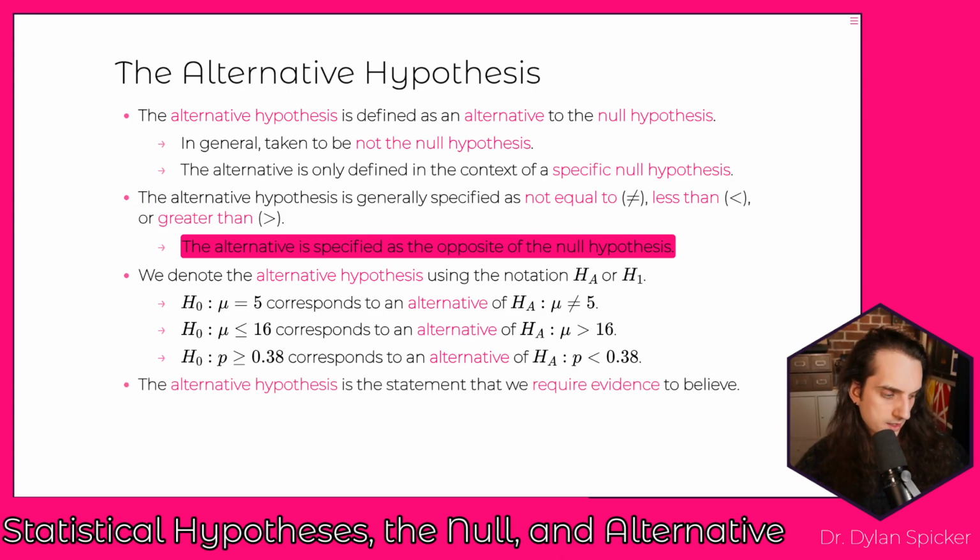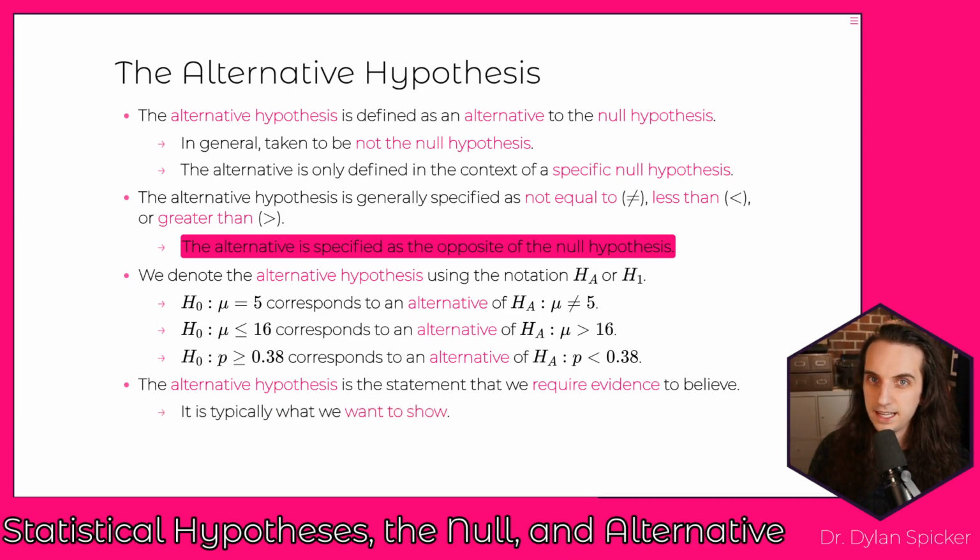Now, another way that we can think about the alternative, and this is probably the most productive way to think about the alternative, is it's the statement that we require evidence to believe, right? So we're not going to just think that the alternative is true. We need evidence to know that the alternative is true. And so in most situations, the alternative is the thing that we actually want to show.